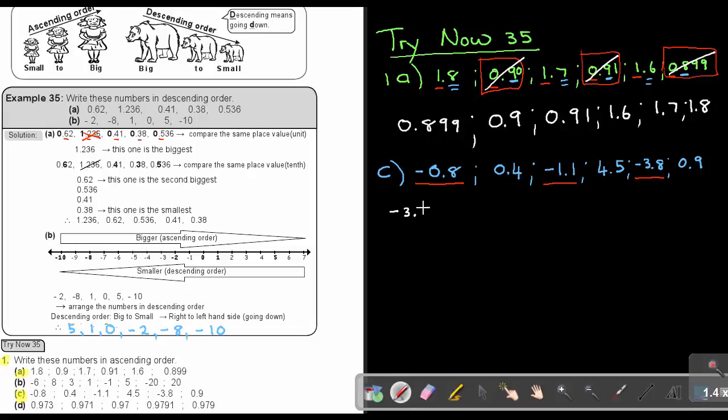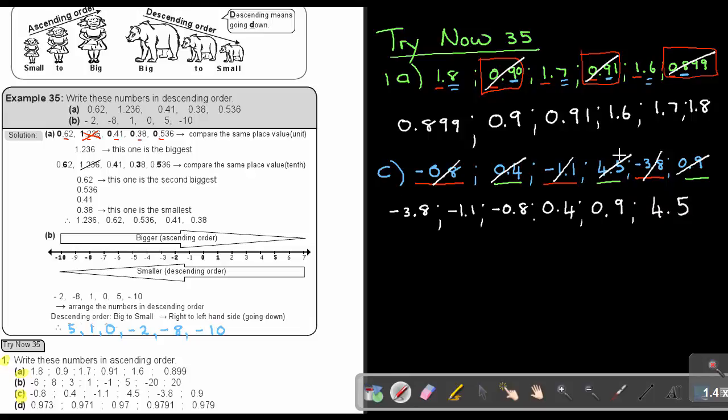Scratch it. Then comes this one, negative 1.1, scratch it. Then comes this one, negative 0.8, scratch it. Now if I look at which one is the smallest, I'm left with the positive ones. So the smallest one will be 0.4. Scratch it. Then follows 0.9, scratch, and then follows 4.5. And then I make sure that I cover all the numbers.